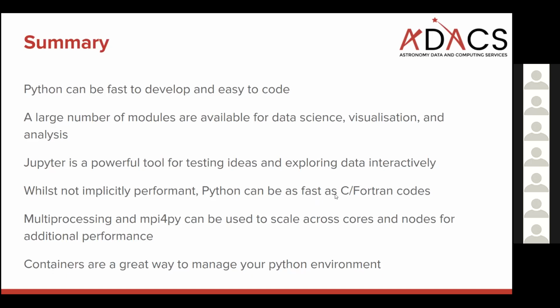Python can be as fast as C or Fortran codes, with a very small overhead, maybe, best case, 10% slower. You can make use of multiple cores and also multiple nodes within an HPC by using multiprocessing and MPI for Py modules. And many of the annoying problems with Python environments can be avoided by using containers. So you deploy all of your software into a container so that it's separated from the operating system itself.